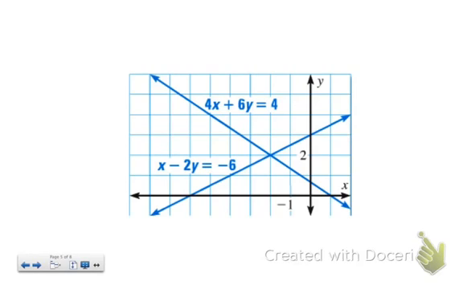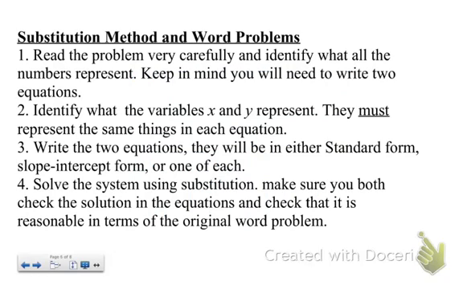Alright, so here's what I was talking about. For example, if you graph both of those equations, their intersection, again, is that same ordered pair that you're finding algebraically. Okay, and the substitution method is oftentimes what we use with word problems.